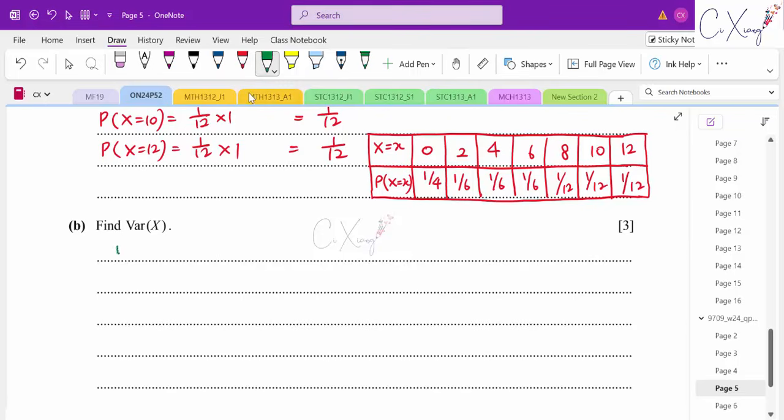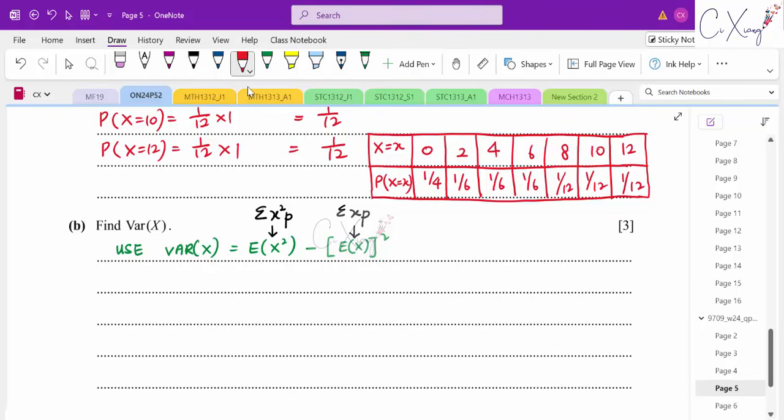Okay, so now to find out the variance, there's a general formula. The general formula for variance, right, is basically the expected value of x squared minus the square of the expected value. And to recall how to get this one, basically it is a summation of x squared multiplied with the probability. Then for this one, basically it is the summation of x multiplied with p.